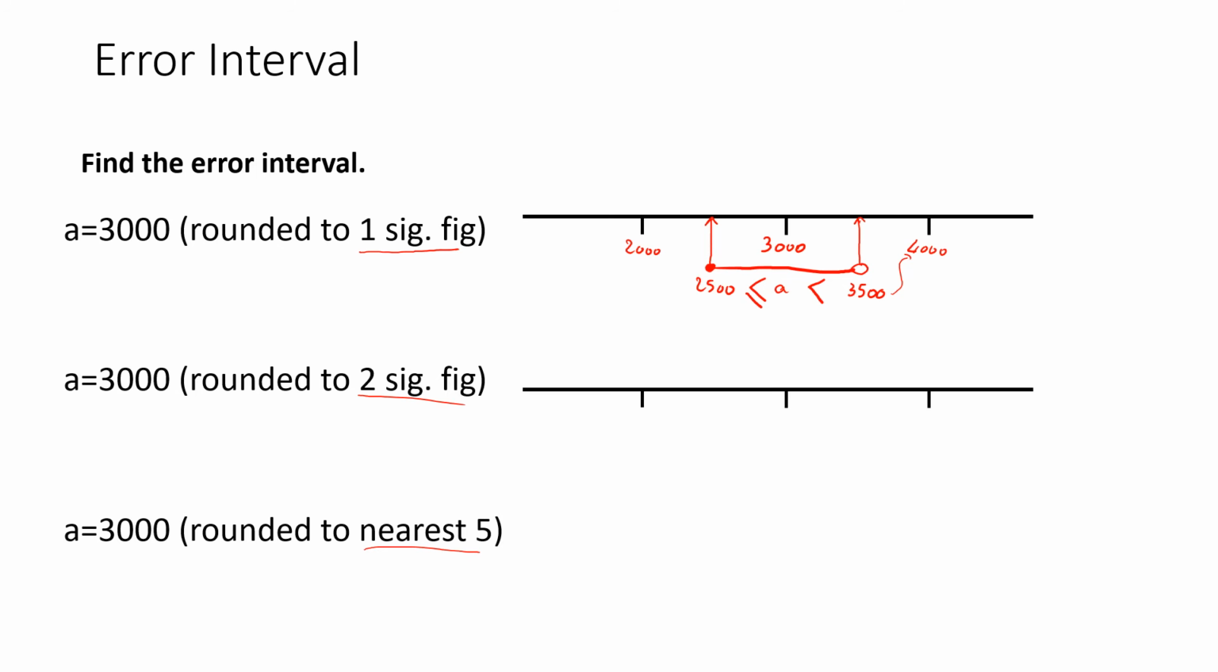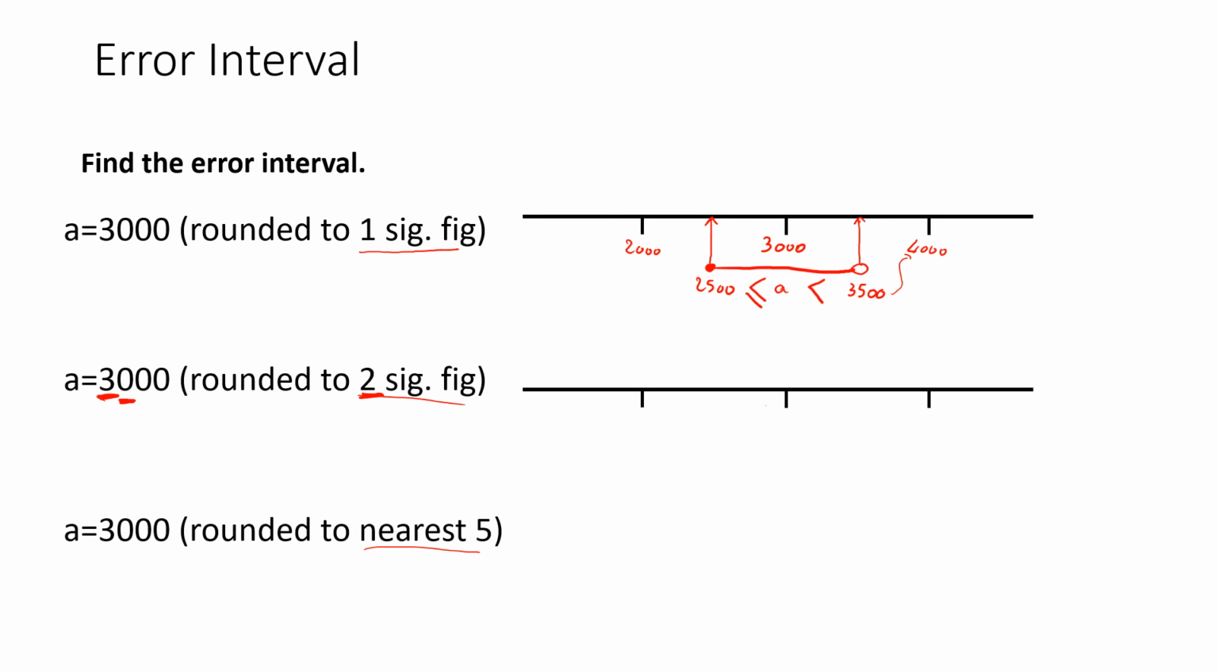Now the second example, we have to be a little bit careful here because we're still working with 3,000, but you're told this time that you have 2 significant figures. So the 3 is the first significant figure, and then the following 0 is the second significant figure.